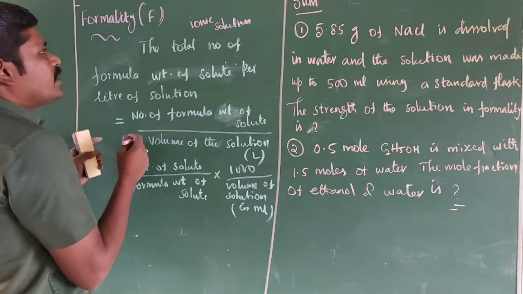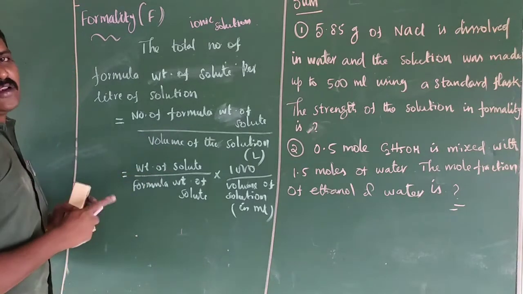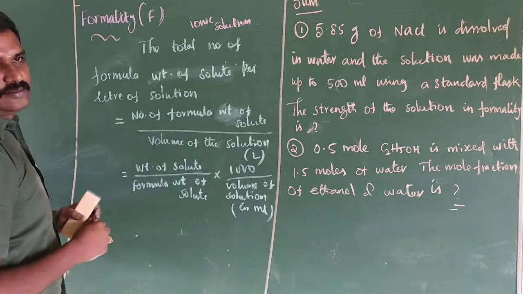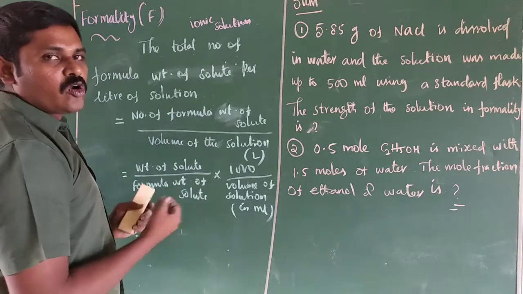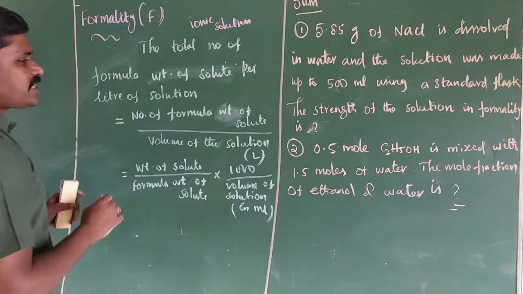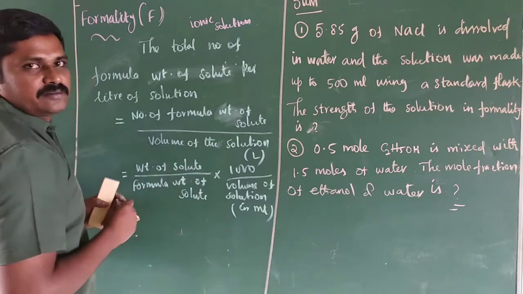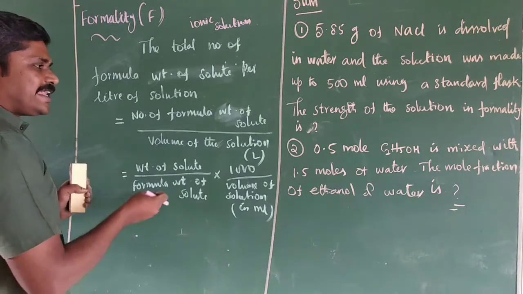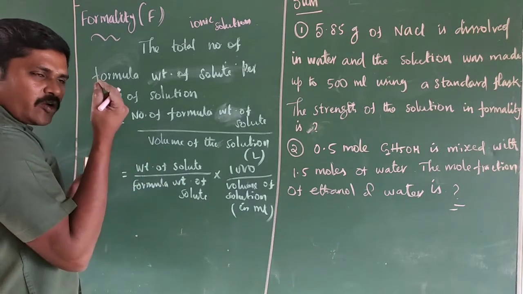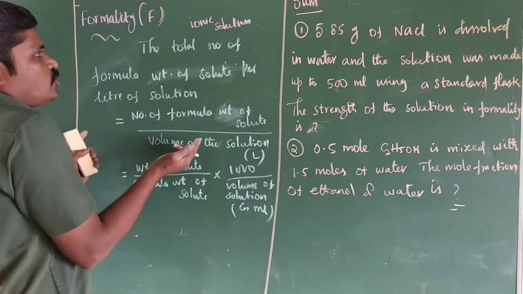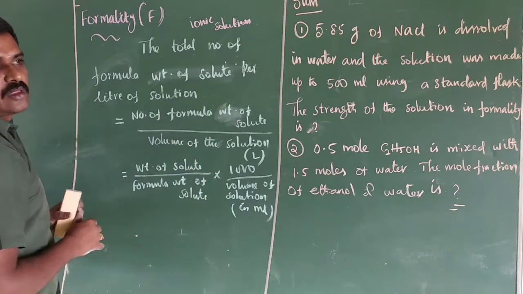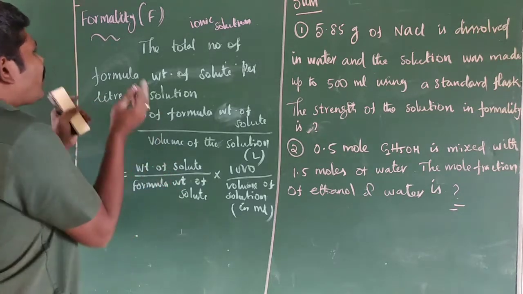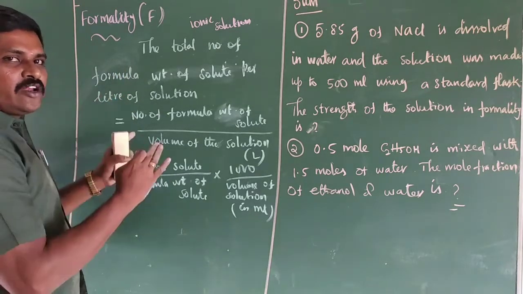Okay, in a solution containing non-dissociated substance, formality and molarity are equal. For example, glucose. Glucose is a covalent compound. Okay, so glucose molecules are dissolved. The glucose dissolved in water cannot dissociate into ionic form. It's a covalent compound. Okay, so it does not give ions. So molarity and formality are equal in glucose solution.